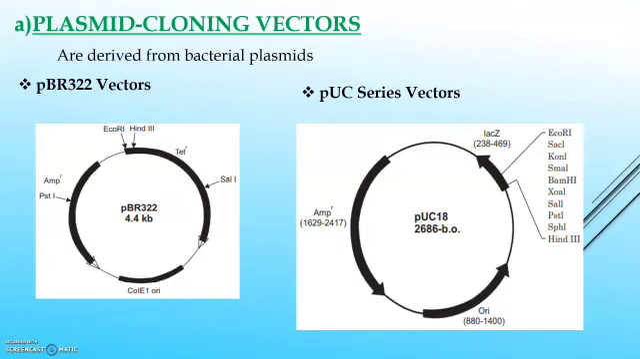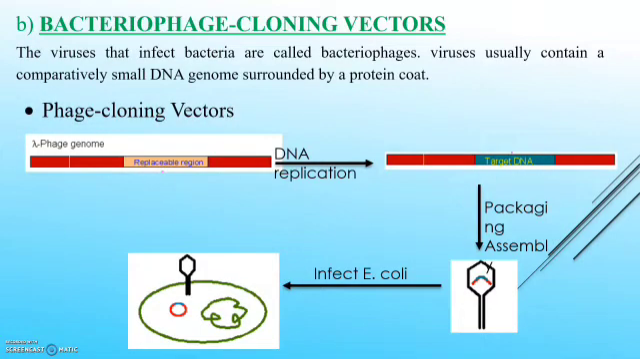And the next type of vectors is plasmid bacteriophage cloning vectors. These are derived from the viruses that specifically infect bacteria. Such viruses usually contain a comparatively small DNA genome surrounded by a protein coat. The viruses that infect bacteria are called bacteriophages. These bacteriophages infect bacterial cells by injecting their DNA into the host cytoplasm.